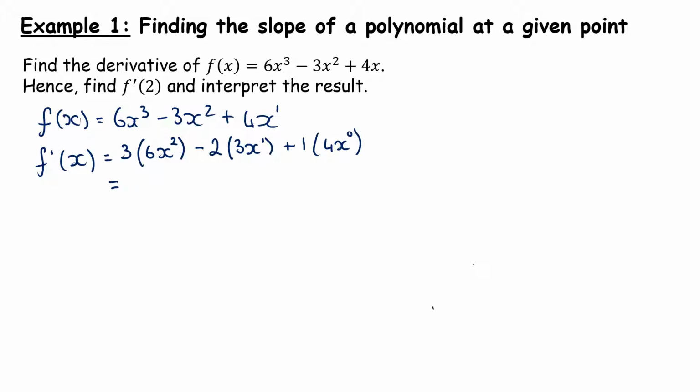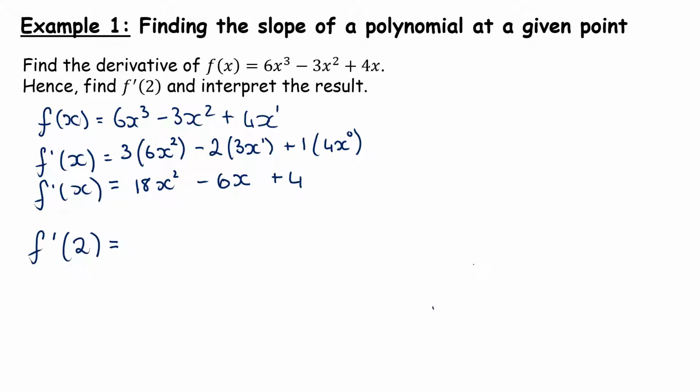So what this works out as is 18x squared minus 6x, we don't write the power 1, and anything to the power of 0, if you remember your rules of indices, is 1, so this just gives me plus 4. Now eventually you'll probably get to the point where you'll go straight from the first line to the last line, and as we work through the video I will be doing that, but just for a quick reminder of how it works. So then it says hence find f dash of 2.